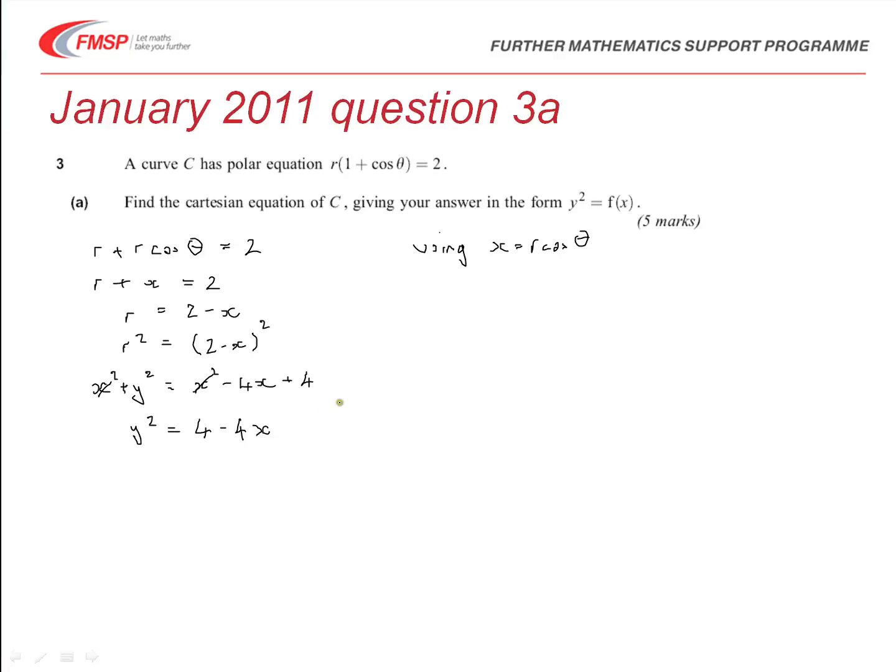Well, we get 5 marks for doing this part. So for initially multiplying out the brackets, we'll get a mark. And then for using the substitution x equals r cos theta, we'll get a mark. Then ending up with r equals 2 minus x as an answer, we'll get 1 mark. And then for squaring it and using that substitution for r squared, there'll be a mark. And then finally for tidying it up to the form that we require, or anything else that's equivalent to 4 minus 4x, we will get the final 5th mark.